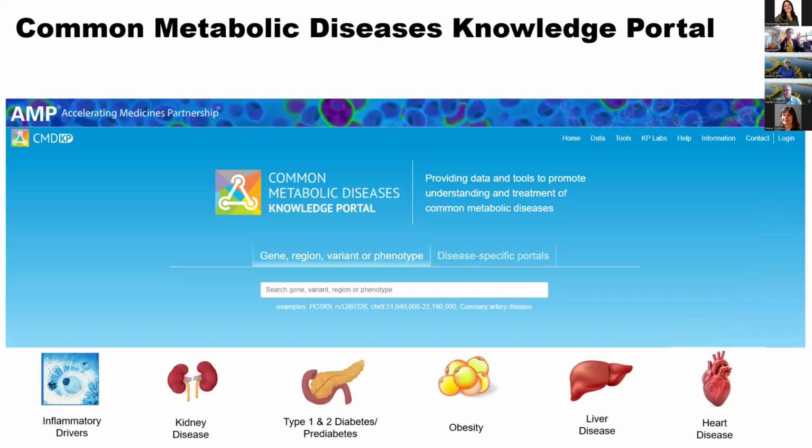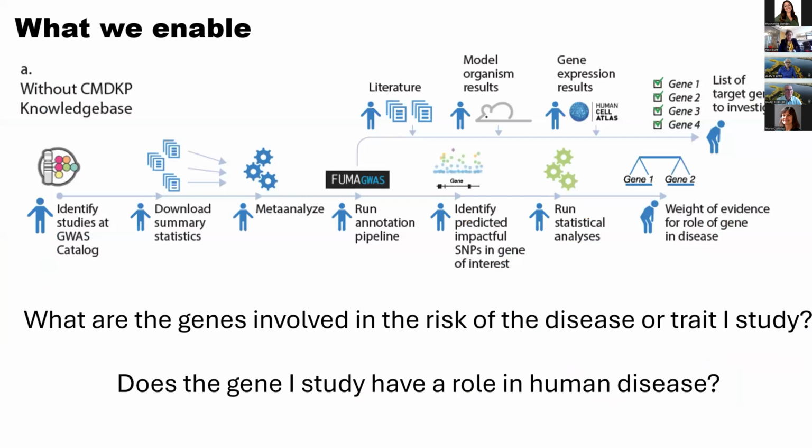So today we're really focusing on our Common Metabolic Disease Knowledge Portal, our centerpiece, our oldest of our resources, and the one that really has amazing community involvement and engagement. And we're focusing on this particularly because the traits and phenotypes that we're going to talk about today really circle around common metabolic disease. But this resource really serves a very specific functionality. And I think that's important to highlight today, because what we really hope to enable with this resource is that a human geneticist can have their life made a little bit easier, right?